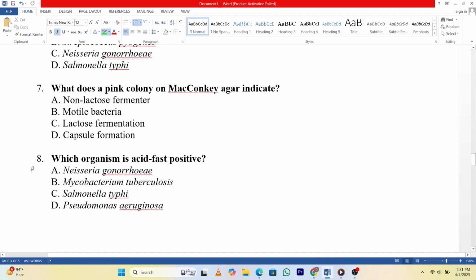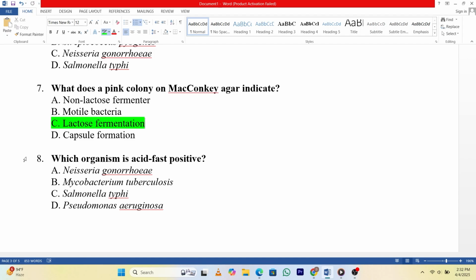7. What does a pink colony on MacConkey agar indicate? A. Non-lactose fermenter. B. Motile bacteria. C. Lactose fermentation. D. Capsule formation. Answer, C. 8. Which organism is acid-fast positive? A. Neisseria gonorrhoeae. B. Mycobacterium tuberculosis. C. Salmonella typhi. D. Pseudomonas aeruginosa. Answer, B.